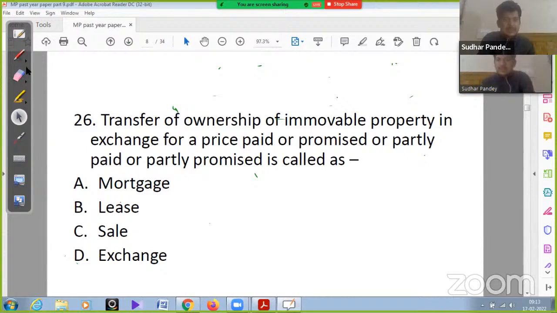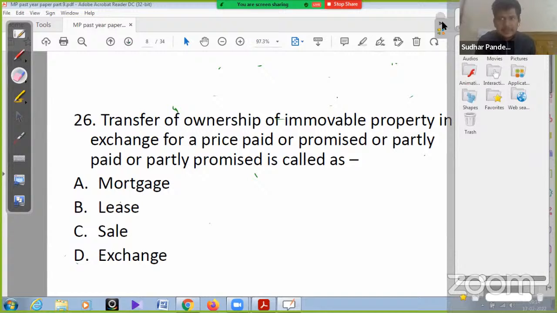Mortgage, lease, sale, exchange. It is a direct question, quite easy to understand. So its correct answer will be sale, right? Its correct answer will be C for Calcutta, that is sale. I hope this particular question is clear to you. Yes, C, sale is the correct answer, Harshvardhan ji. Now let's move further and discuss the next question.